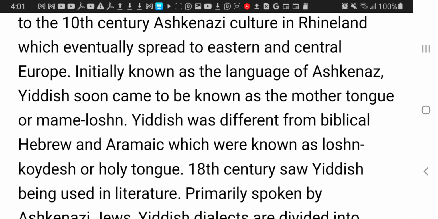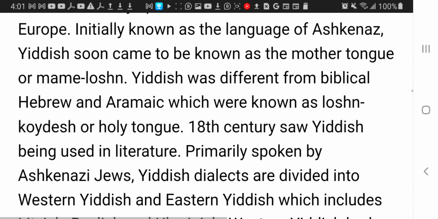Yiddish soon came to be known as the mother tongue, or Mame Loshen. You see Mame Loshen? See how they say Loshen? That's how they say Lashon. We say Lashon, they say Loshen, because of the mother dialect, the way they enunciate words. People do speak even similar languages differently. So this is where they bring in certain words from their understanding of the Hebrew.